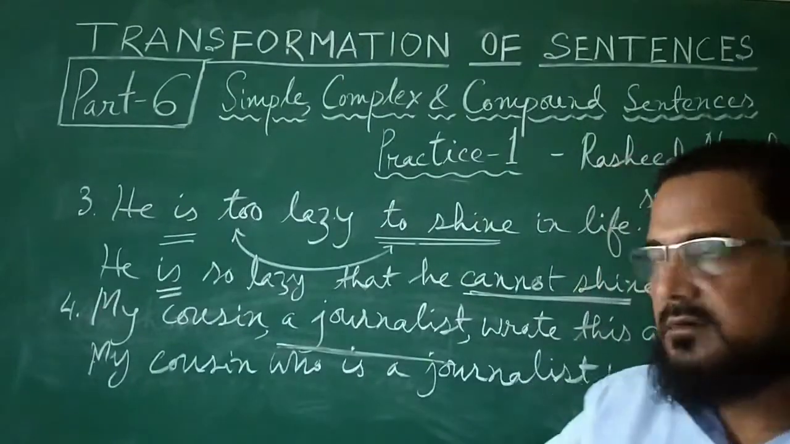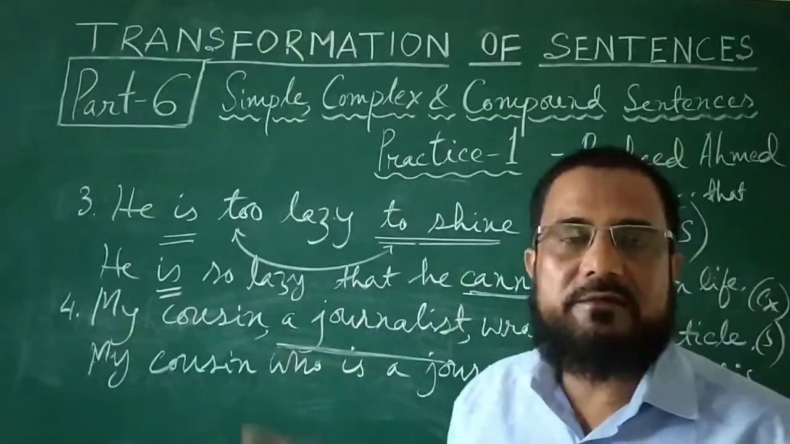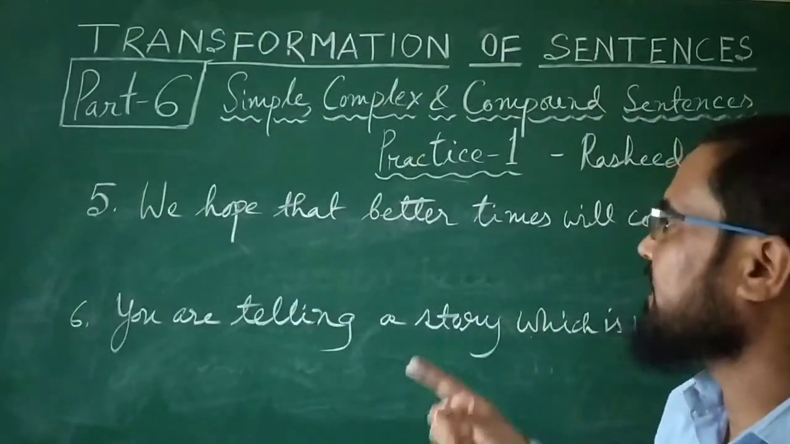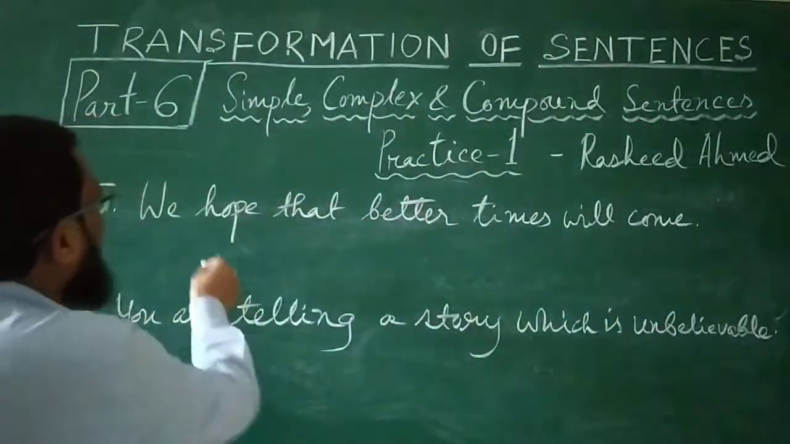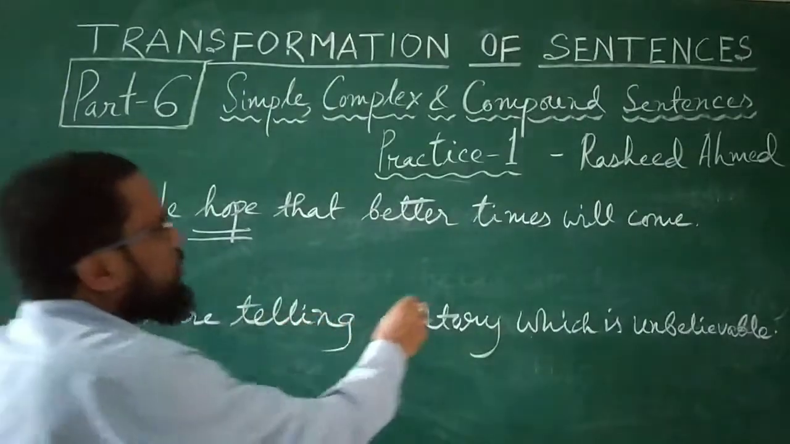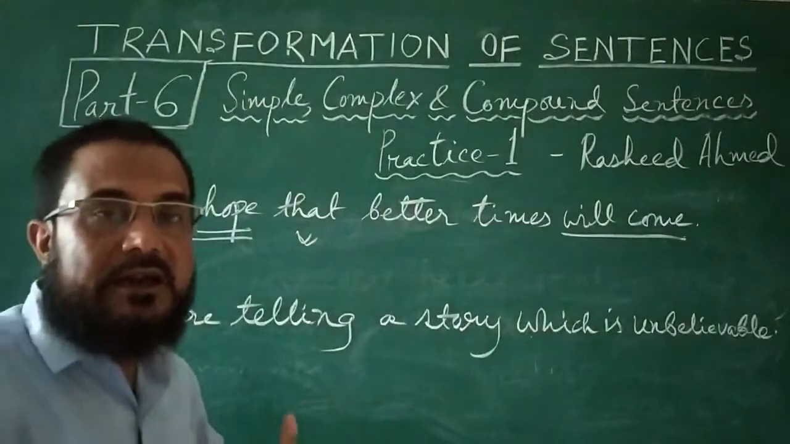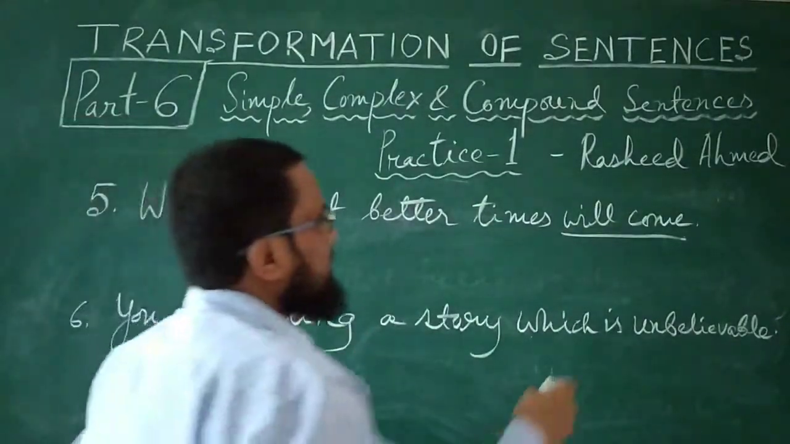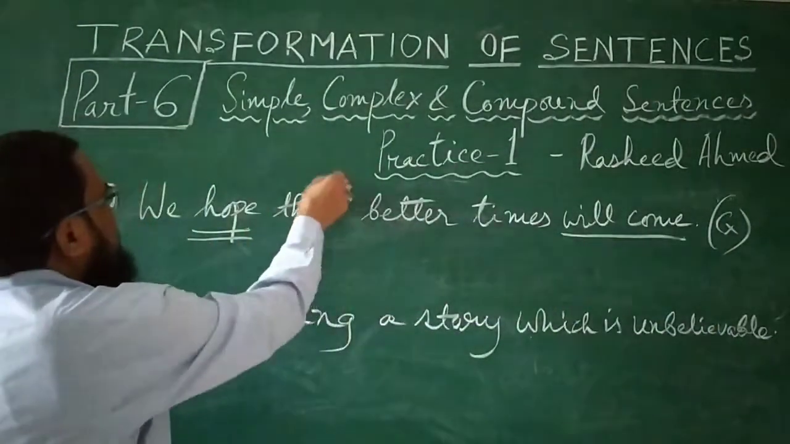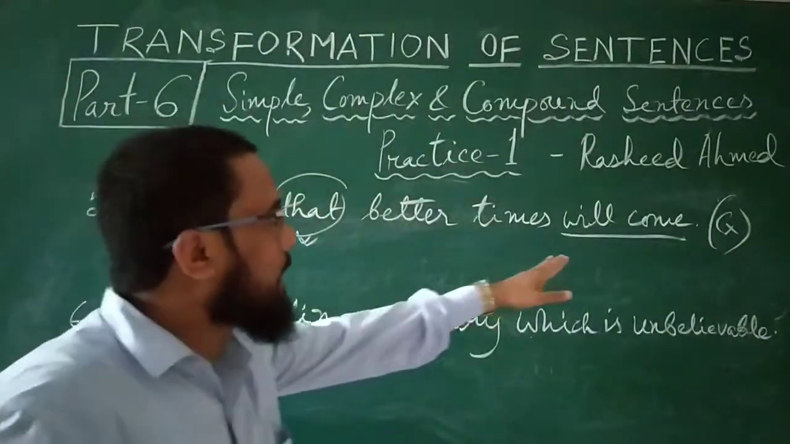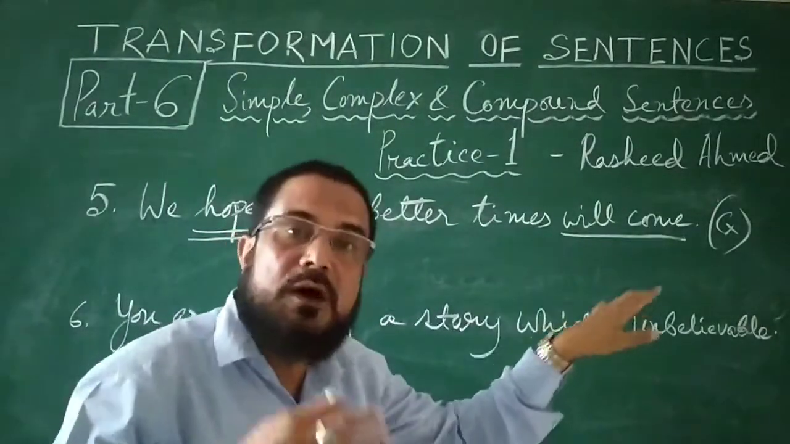And let us now change in the reverse way, from complex to simple. That will be number 5. We hope that better times will come. What kind of sentence is it? We hope: hope is one finite verb. Will come is another finite verb. That clause is there. So this is complex and we have to make it simple. What to do then? That will be removed. And will come, this is finite here, this should be changed into non-finite. Will come should be made into to come.